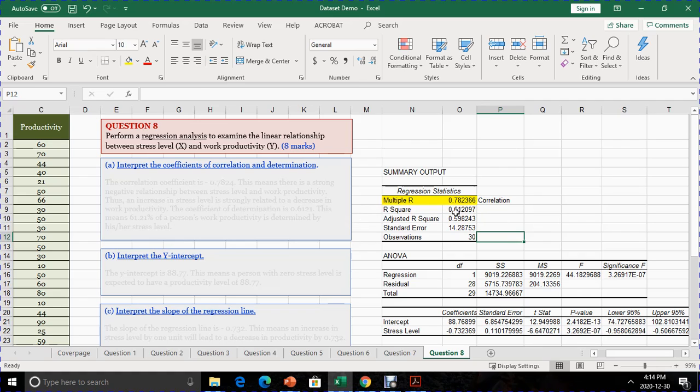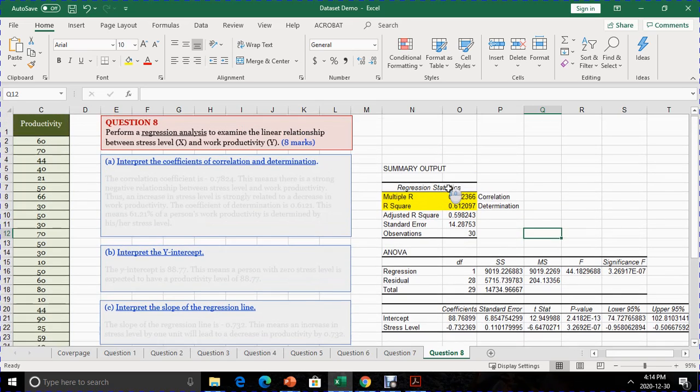So in that case, this indicates a strong relationship. And then our coefficient of determination, which is question A. So there are two parts to question A, the correlation coefficient and then the coefficient of determination. This is our R square, which represents our determination. So the multiple R gives you your correlation, the R square gives you your determination.